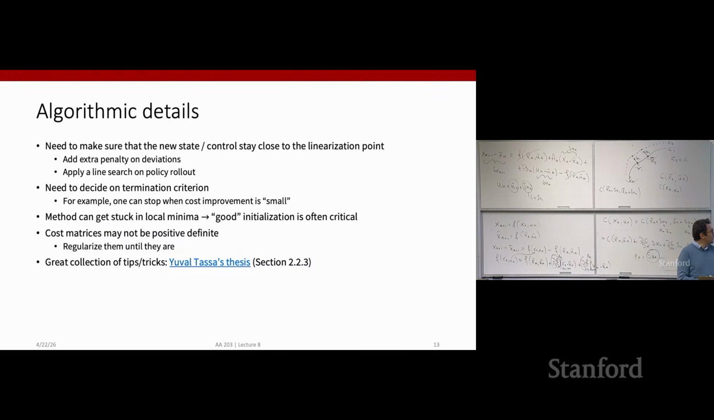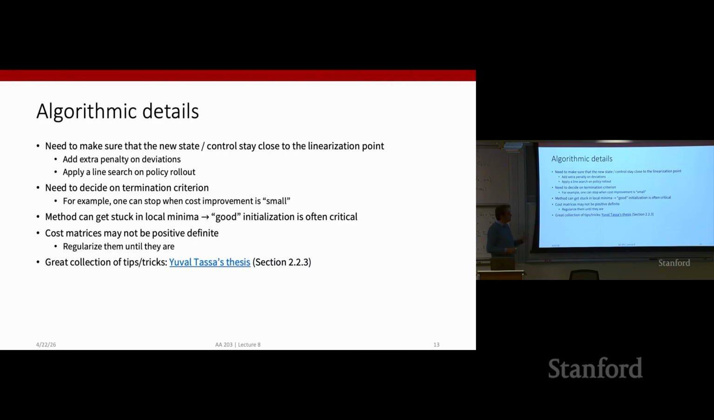So going back to LQR, I'll be a bit quick here. There are a number of considerations that one has to consider to make LQR work. First of all, as also your colleague mentioned, you have to make sure that the new state and control stay close to the linearization point. Otherwise, all the approximations that we have made may not hold anymore, and actually the trajectory that you compute after one iteration might even have larger cost.